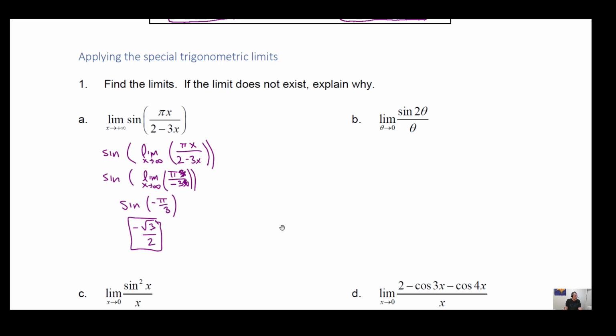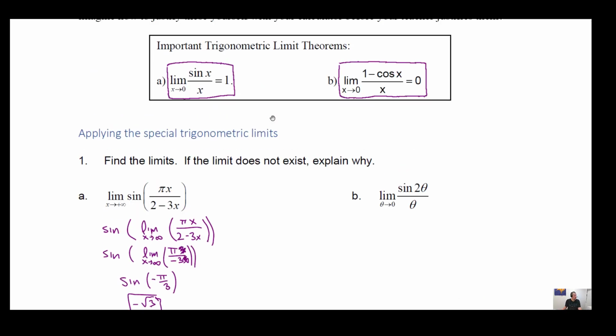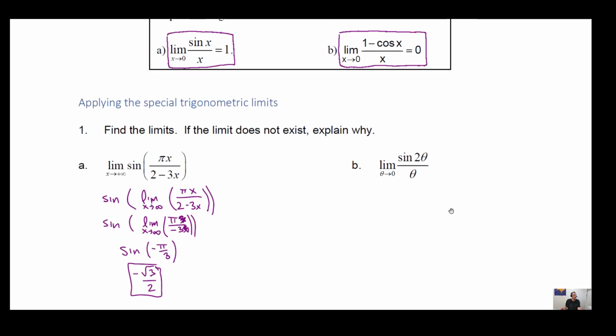Now for part B, we're going to do fact number 1. This is a great problem to have right here near the top because I need to bring your attention to the fact that it's sine of x over x. The argument to the sine has to be the same as the object in the denominator. So if I'm going to make that work here, I need to put a 2 here because I need it to be sine of 2 theta over 2 theta. And fortunately, this is okay.